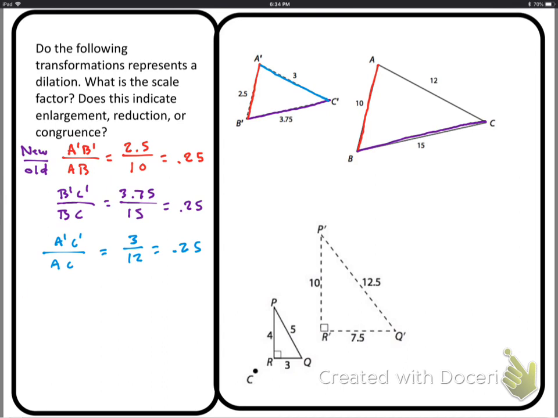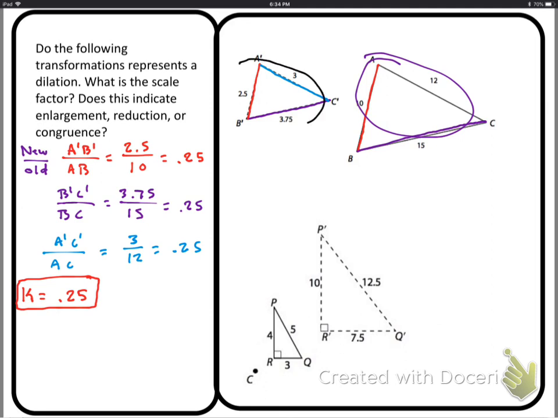Right, so when we're looking at scale factor, we can say that the scale factor for the top there, k, is equal to 0.25. Okay, now we have to state whether this is an enlargement, reduction, or congruence. So remember that this was the old image, and this one here in black is the new image. So it obviously got smaller. If this side was once 12, it went down to 3. So we are looking at a reduction.